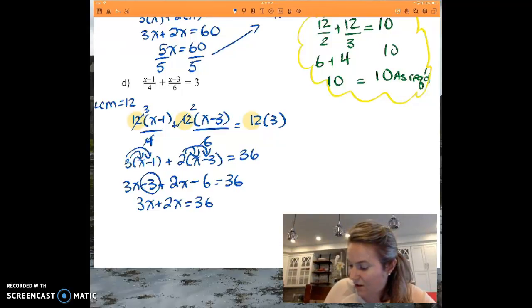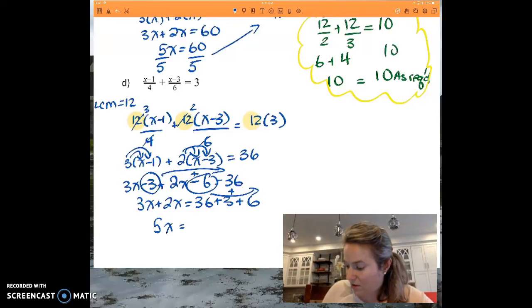I'm moving the minus 3 over. It's going to become plus 3. I'm moving the minus 6 over. It's going to become plus 6. So I'm going to get 5x equals 36 plus 3 plus 6, which is 45.